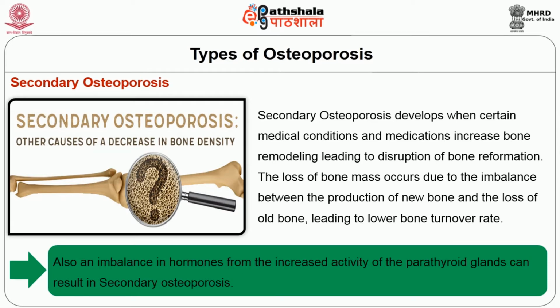Coming to the second type of osteoporosis, which is secondary osteoporosis, it develops when certain medical conditions and medications increase your bone remodeling, leading to disruption of bone formation. The loss of bone mass occurs due to the imbalance between the production of new bone and the loss of old bone, leading to lower bone turnover rate.